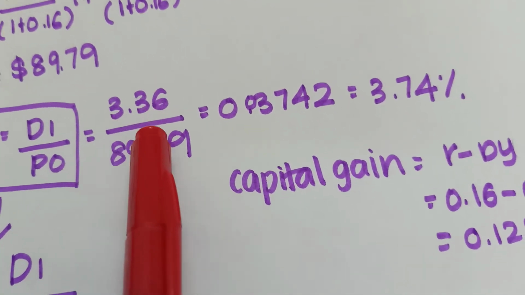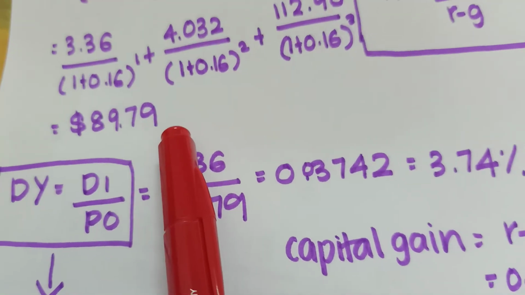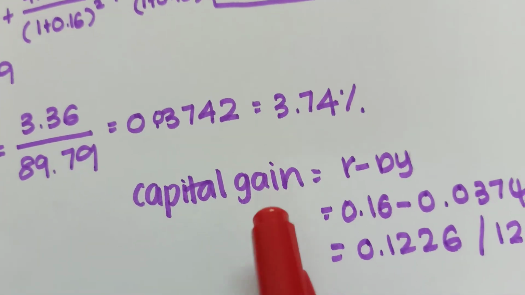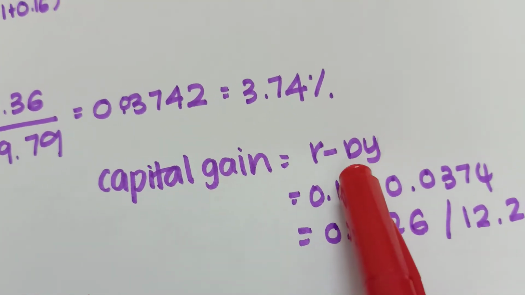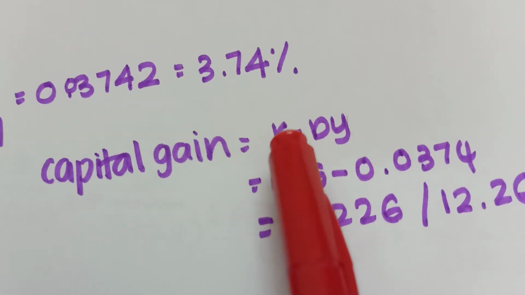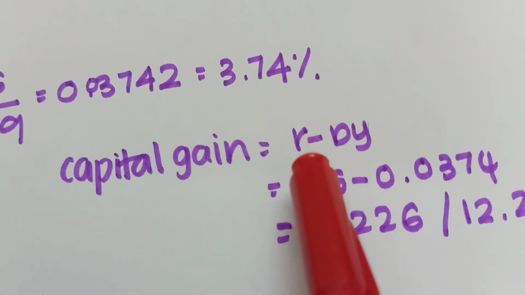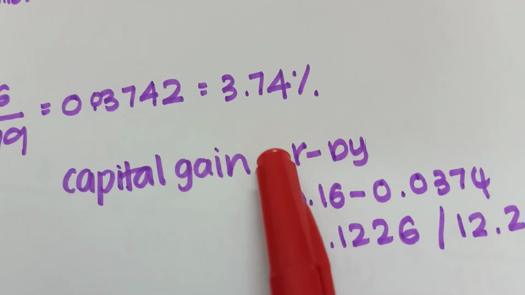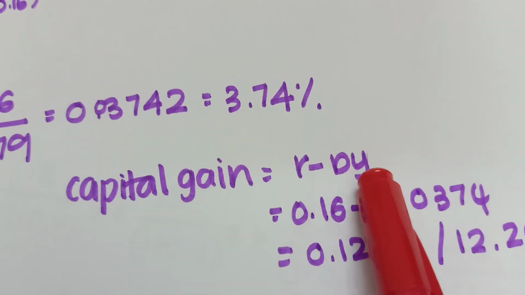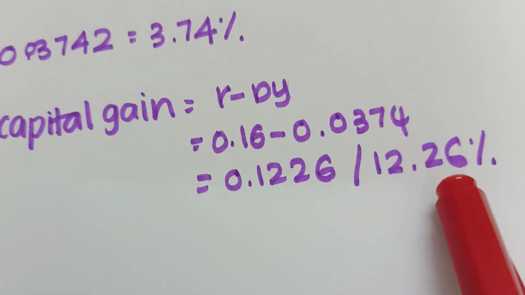You already know the amount of D1, we already calculated it in this part, and you also know the current share price. So that's why you can find the dividend yield. And then to find the capital gain, it is R minus DY. Do remember why the formula is the required rate of return minus the dividend yield: because in the previous lecture, the required return consists of capital gain and also the dividend yield. When you calculate it, you will get 12.26.